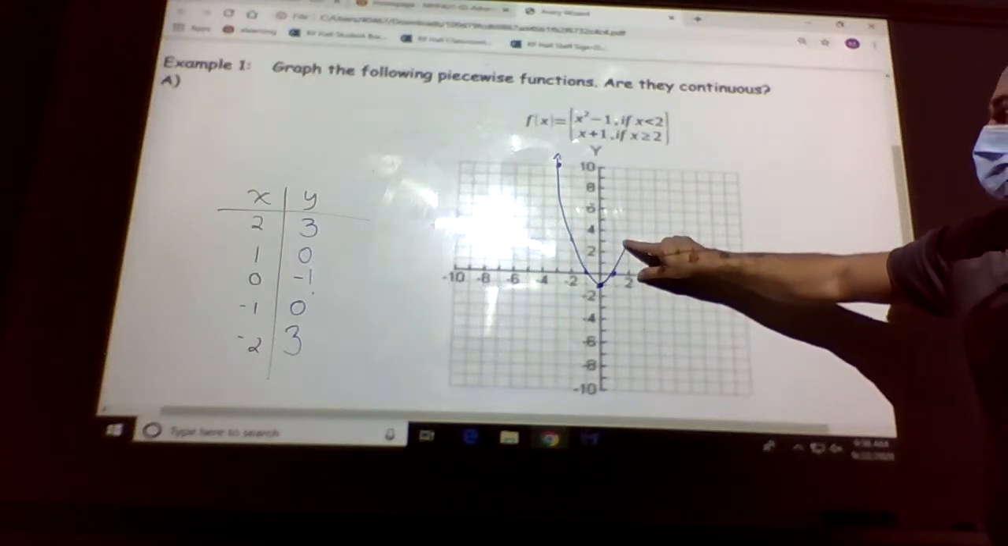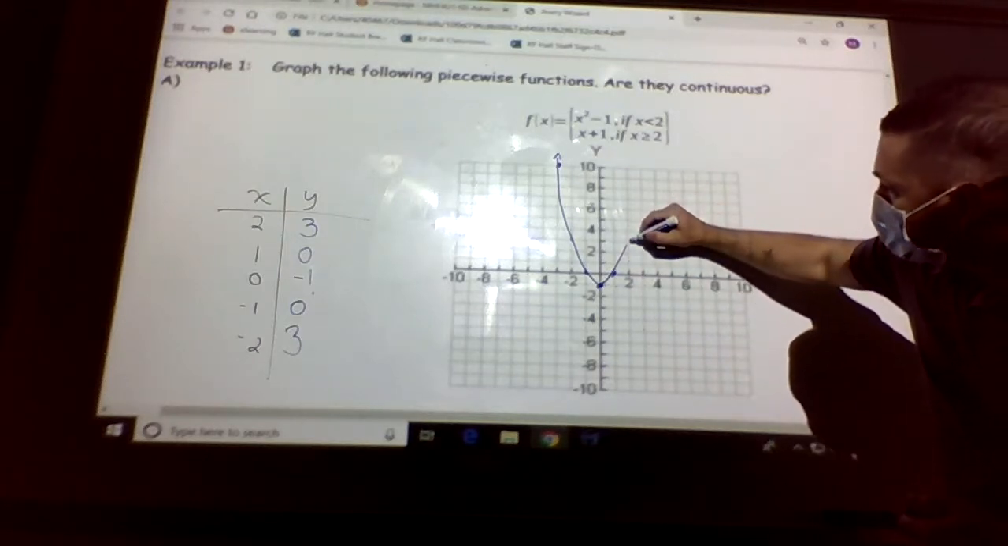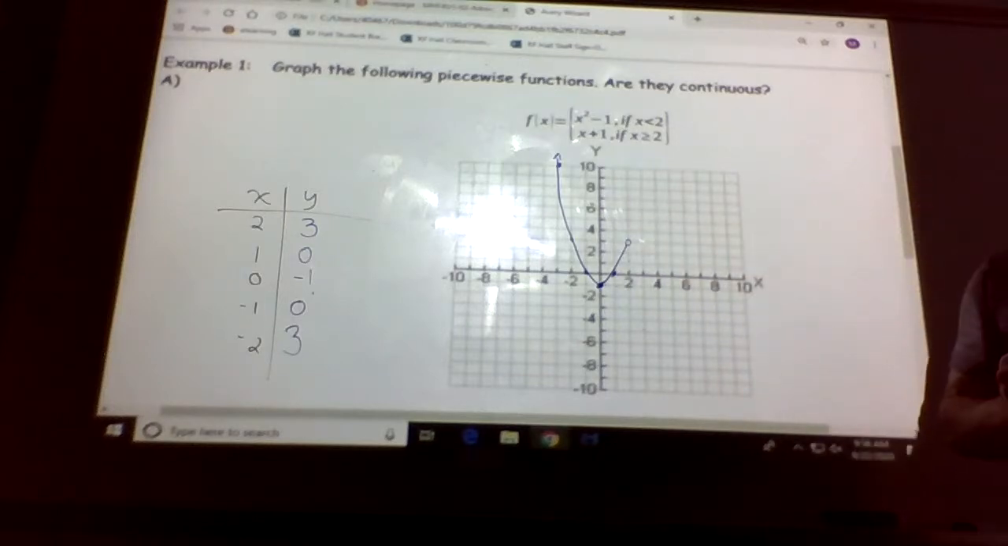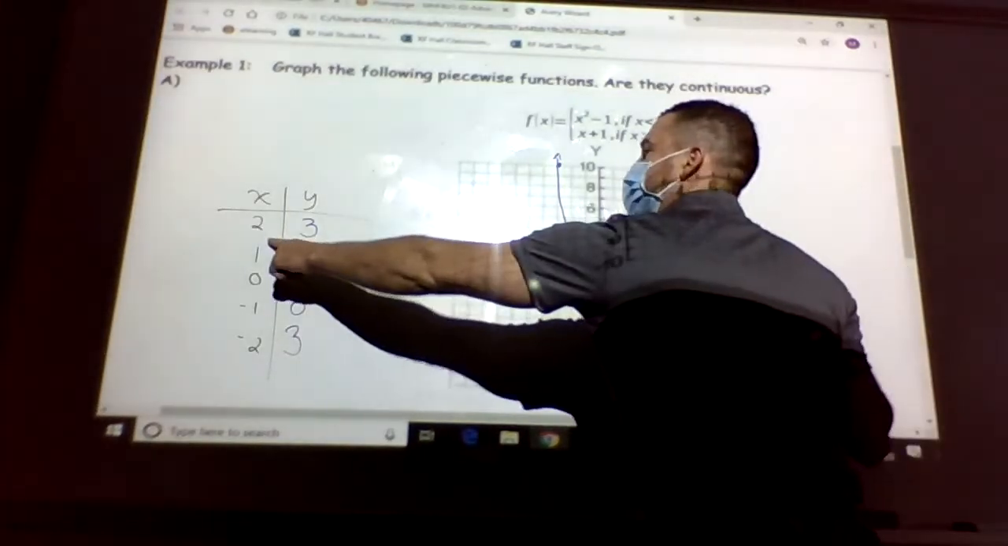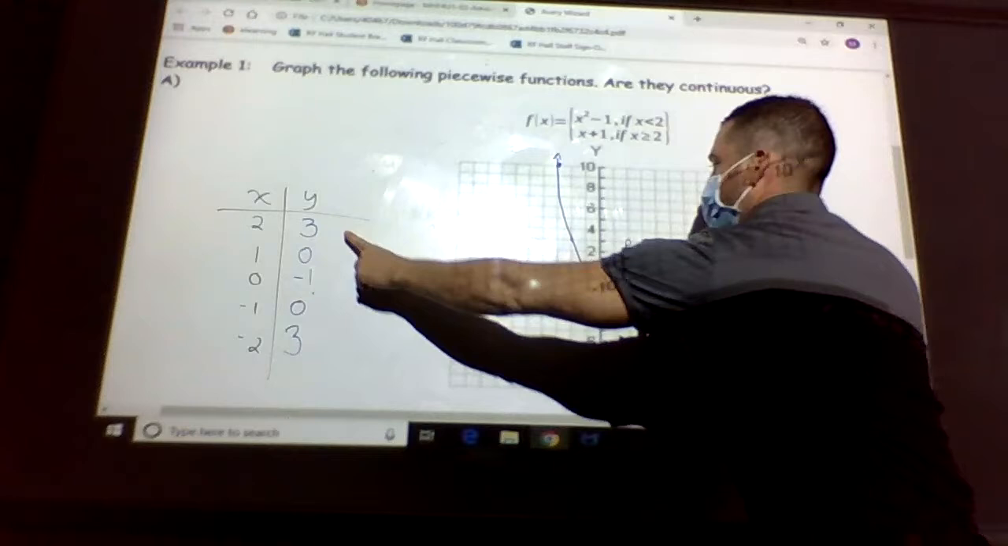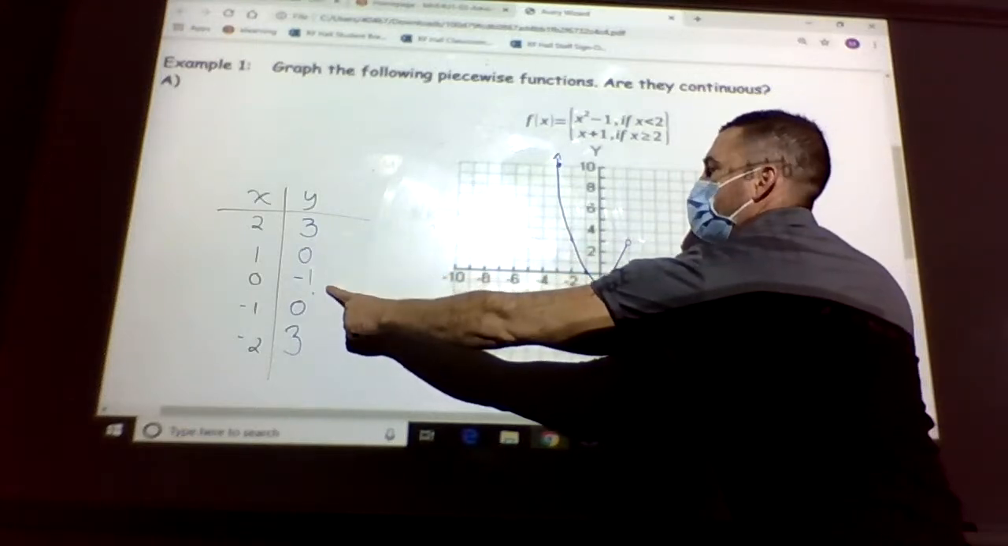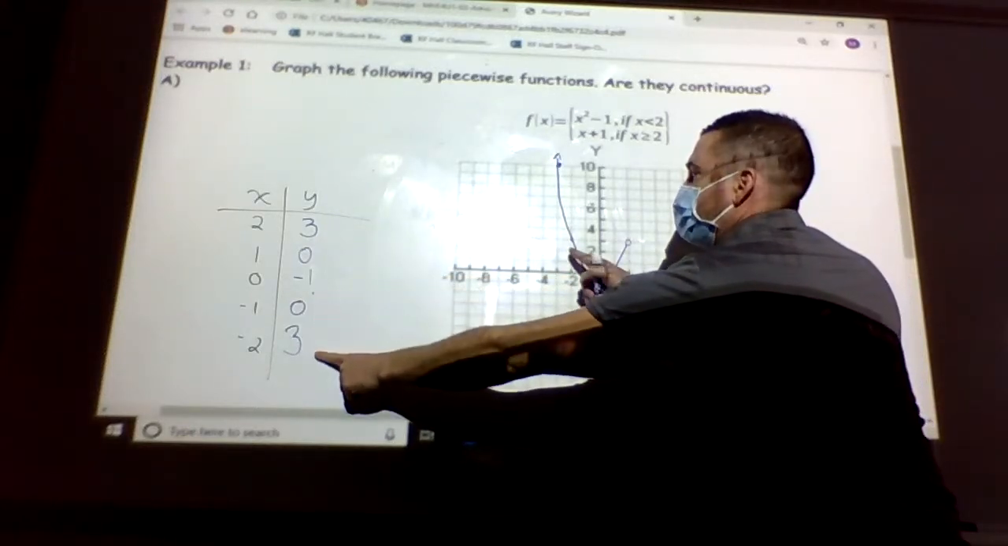It should be a hole, right? So it should be an open circle or a hole. And you'll see that these correspond, right? So 2 and 3, 1 and 0, 0, negative 1, negative 1, 0, negative 2 and 3.